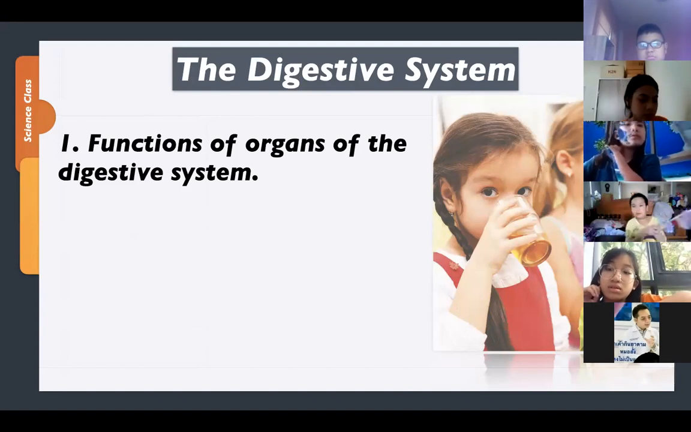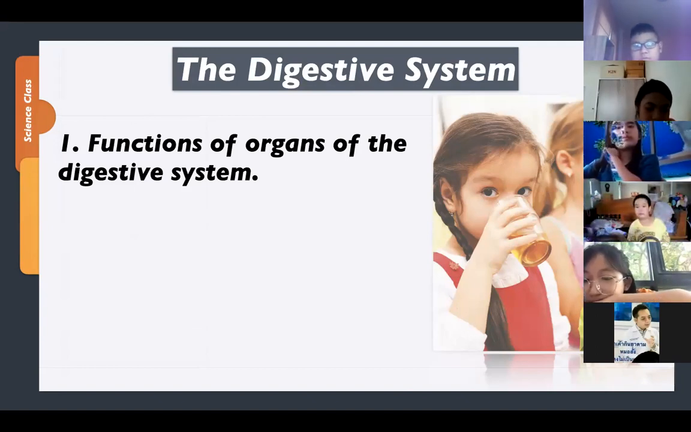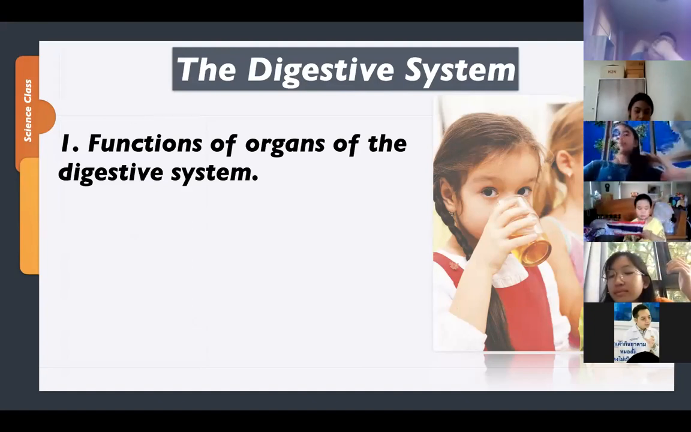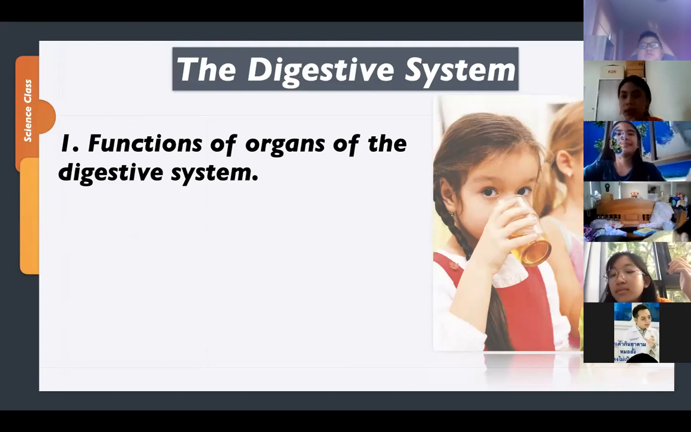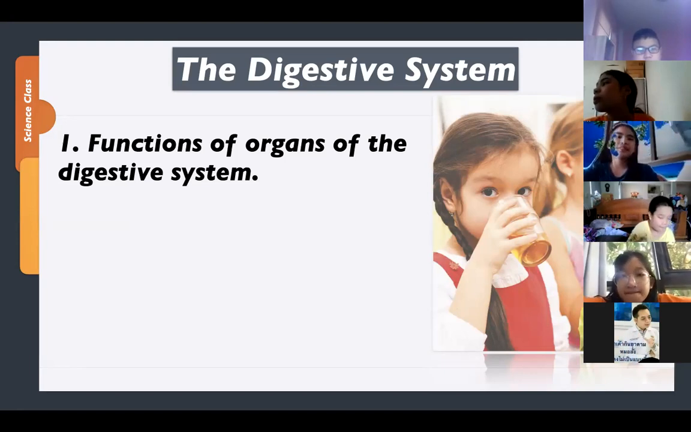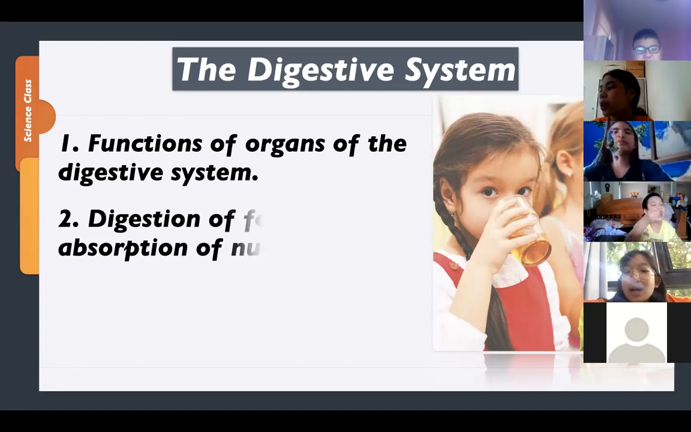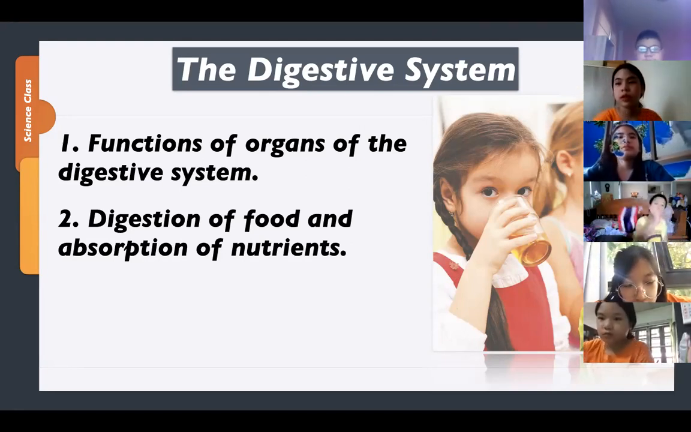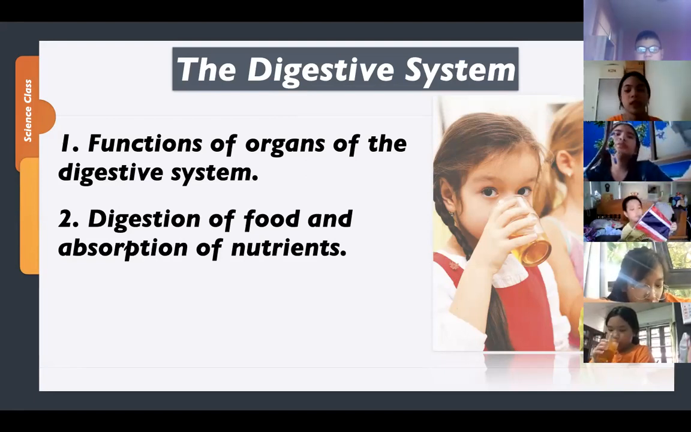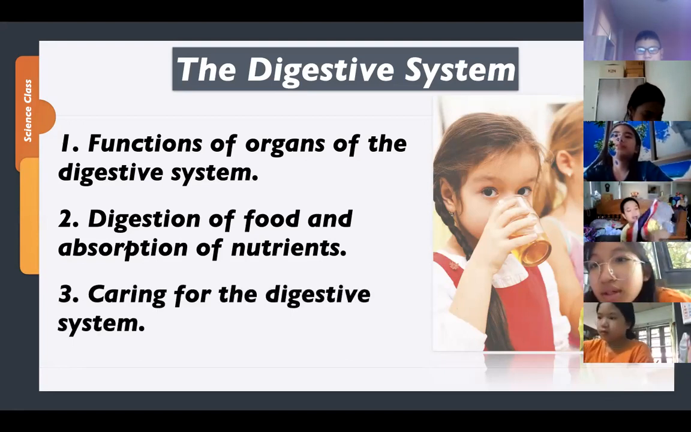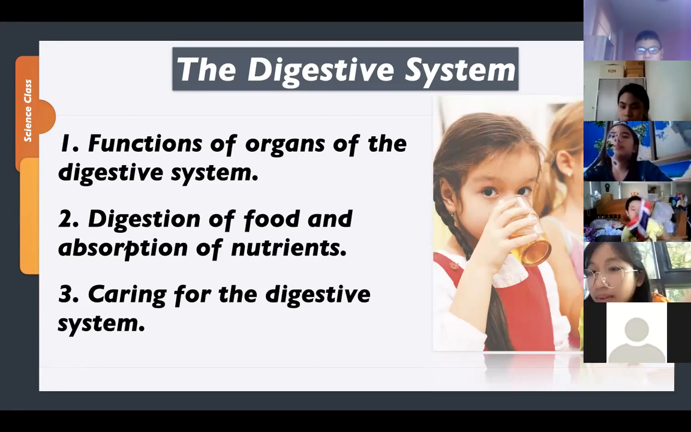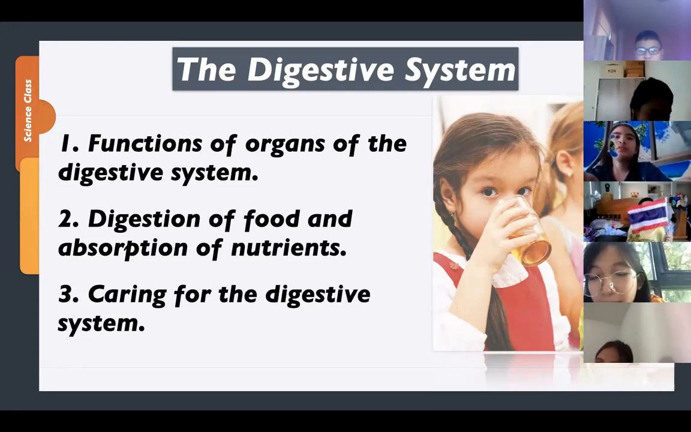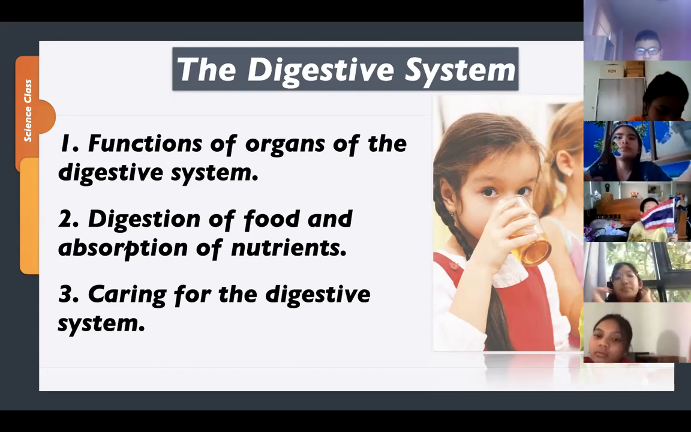And we will be talking about two topics about the digestive system. The first one is the functions of the organs of the digestive system. What do they do? What does the mouth do? Esophagus, stomach, small and large intestine, and the anus. What are their functions? Meaning to say, what is their work during the digestion of the food? Second, we will be talking about digestion of food and absorption of nutrients. What happens to the food inside your stomach and how do the nutrients go to our body? And lastly, we will talk about caring for the digestive system. Meaning to say, what are you supposed to do to maintain a good, healthy digestive system? Okay, so let's start.